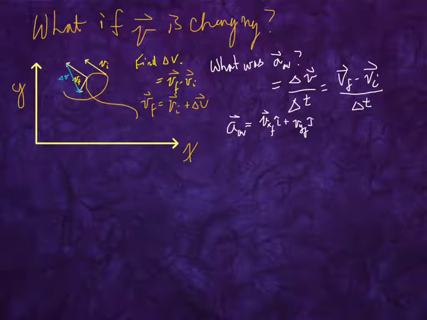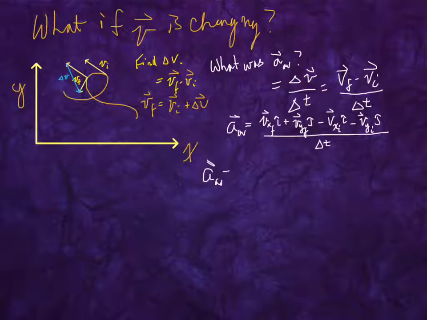Then we start breaking this down exactly the same way: Vx final i hat plus Vy final j hat, minus Vx initial i hat minus Vy initial j hat, or they'll just wind up being the deltas for those. So delta Vx i hat plus delta Vy j hat. You subtract the components, the x's and the y's, and you get your deltas, your change in velocities, and then it's all divided by time.